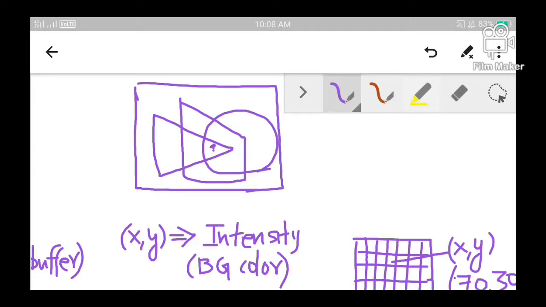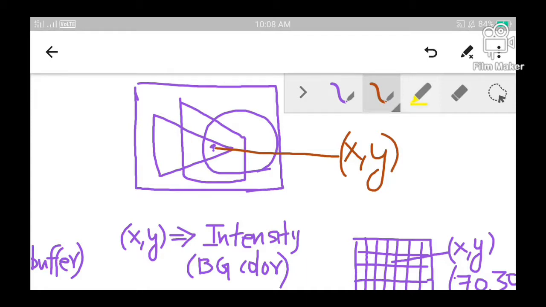Suppose on the screen I am going to plot the intensity and the depth of a particular point. Let that point be marked as XY. So I have a point XY and I wish to plot this point on the screen. To plot a point on the screen, I require two things. What? I require the intensity of this point. At the same time, I also need to calculate the depth value at this point.